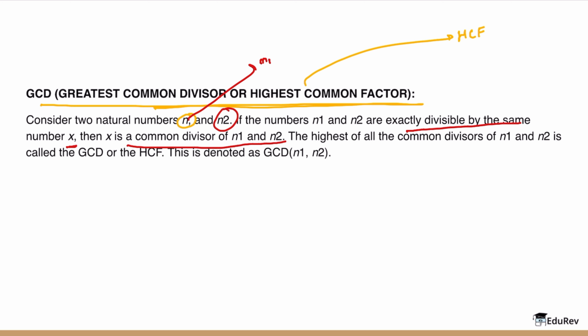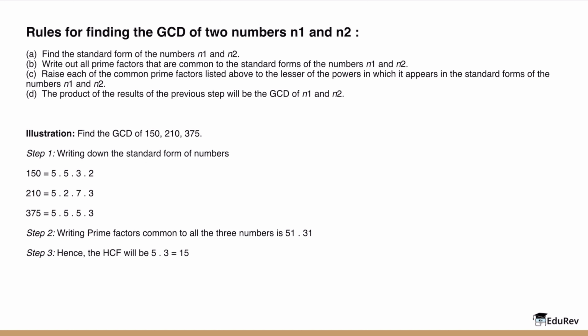I feel this is simple. Now the highest of all the common divisors is called the GCD or HCF. So the highest of all the common divisors is the greatest common divisor or highest common factor. The name itself suggests what it means. This is denoted as GCD(N1, N2). So now we know what GCD or HCF is. Now let's figure out how to find the GCD of two numbers, the HCF of two numbers.